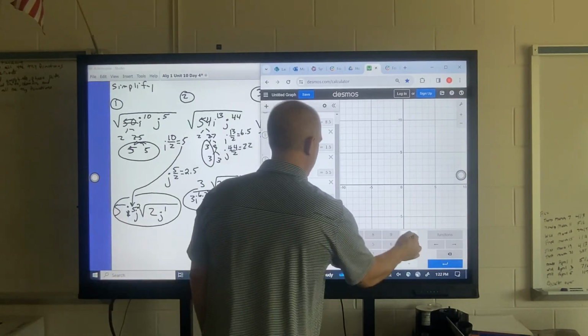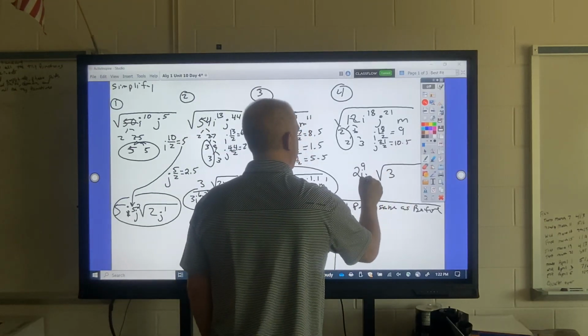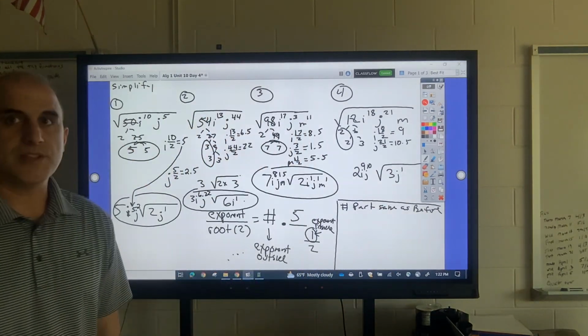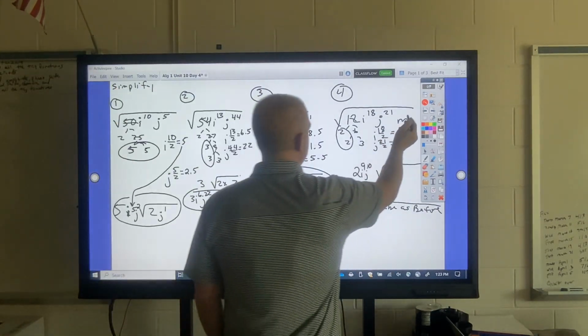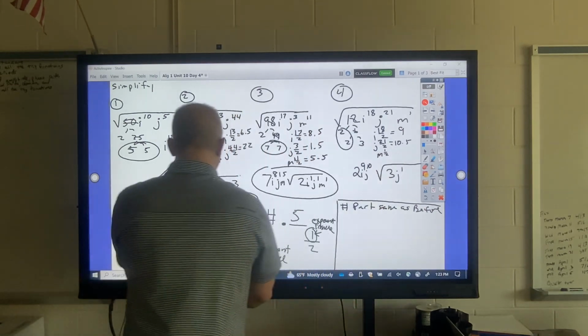21 divided by 2 is 10.5. So that means I have j to the 10 on the outside, j to the 1st on the inside. Now, the exponent that's with m here is 1. All right, so 1 divided by 2.